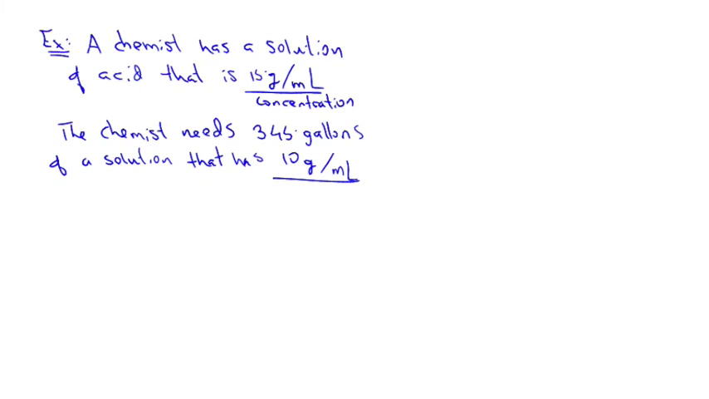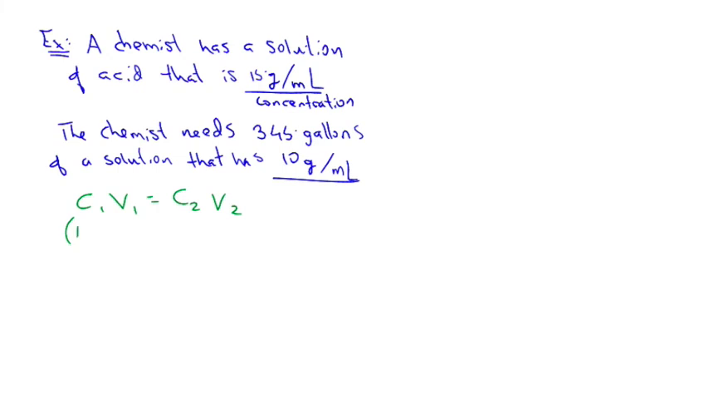And we do not have to convert gallons into milliliters. That's the beauty of these proportions. You don't have to do any of the conversions. You just have to make sure the measurements are exactly the same, side to side in this case, instead of top to bottom. All right, so we're going to do C1 V1 equals C2 V2. And let's see if we can help the chemist get to his 345 gallons of 10 grams per milliliter solution.